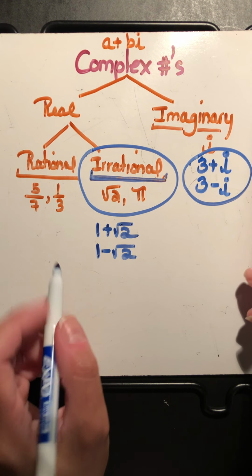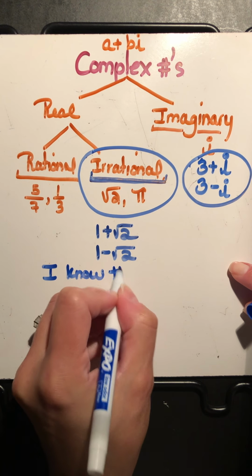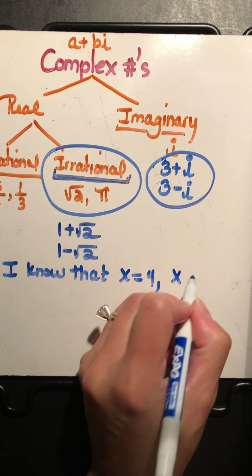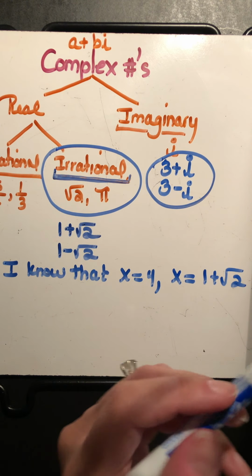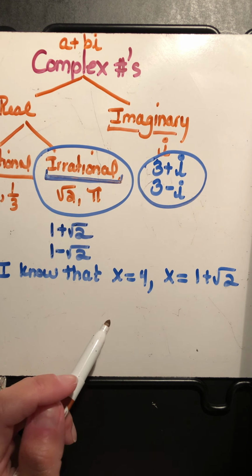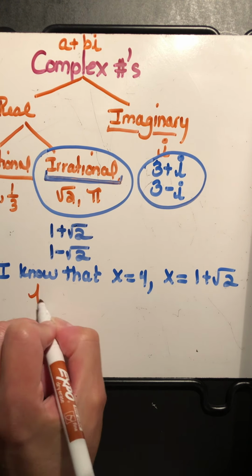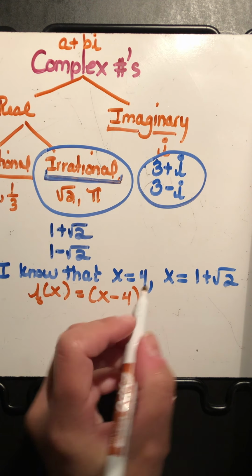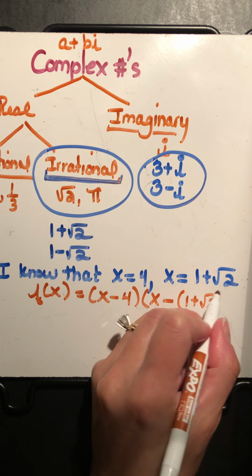Well, the thing you want to make sure you understand is, if I said, hey, I know that x equals 4 and x equals 1 plus the square root of 2 are roots of a polynomial, then what I could do is work backwards. I think I can probably find the factors, and I might even be able to multiply them together to get a polynomial. I would know that x minus 4 is a factor, and I would know that x minus 1 plus root 2 is a factor.